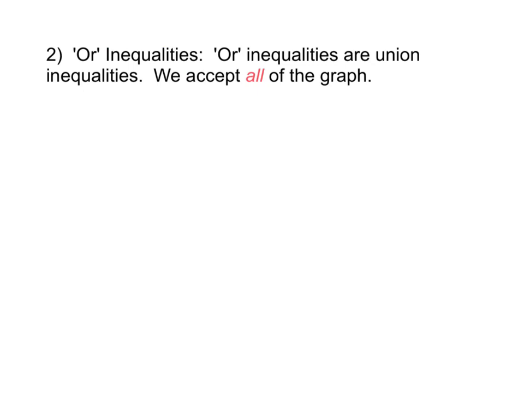The second compound inequality that we see is OR inequalities. OR inequalities are union inequalities, and what that means is whether they overlap or not doesn't matter. We accept all of the graph, everything. Anything that's graphed works. Now typically we are used to seeing OR inequalities that look similar to this.